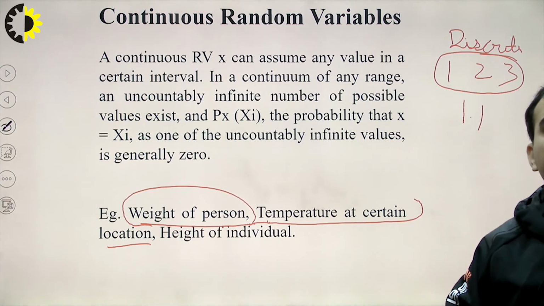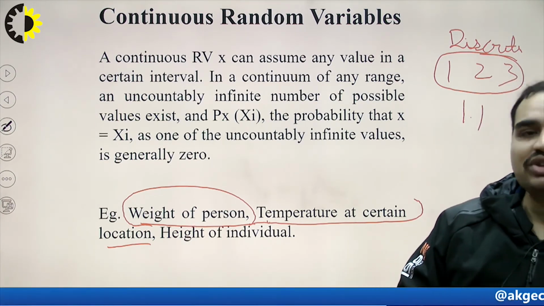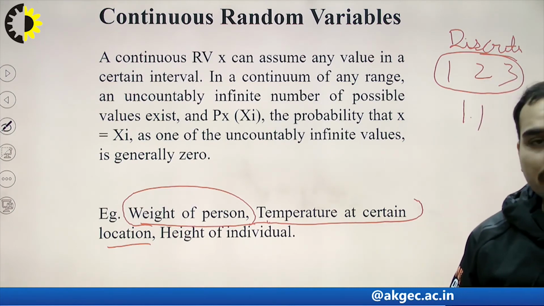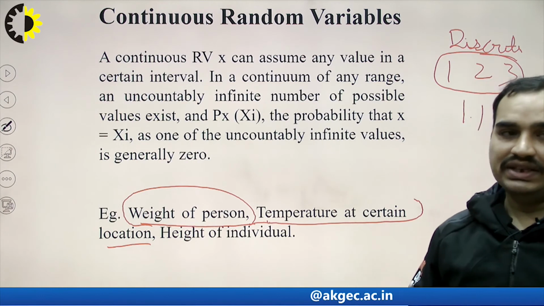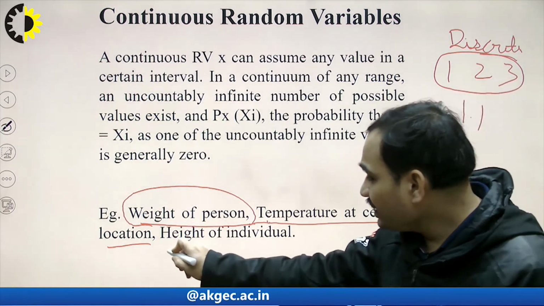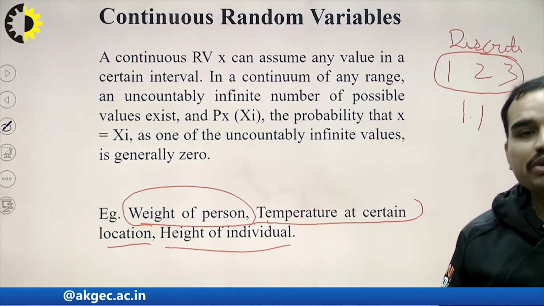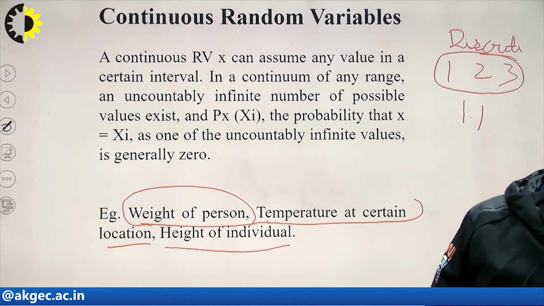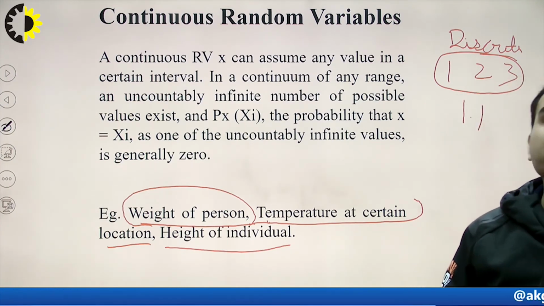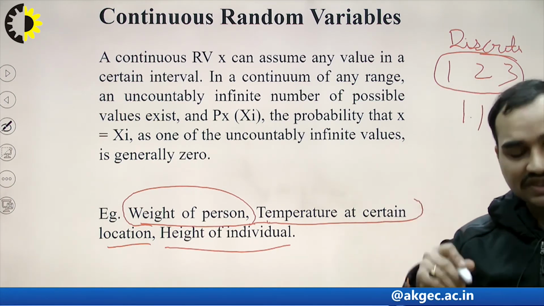At what resolution you take the value depends on you, but all the possible outcomes, or all the possible values, can exist in a continuous random variable. Another example we can consider is the height of an individual. So height of an individual can be, for example, 5.1, 5.2, or it can be 5.12. So depending on the height of a person, it will be considered a continuous random variable.